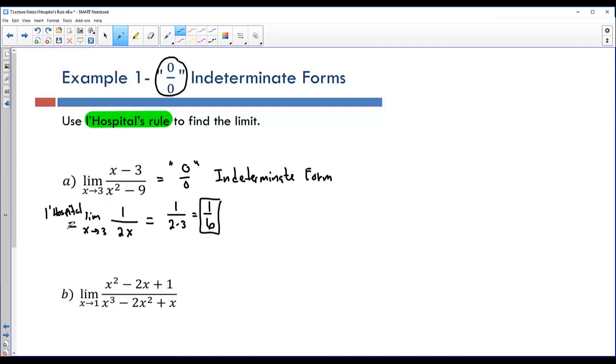But that's L'Hopital's rule. You take the derivative of the top, divide by the derivative of the bottom, then you can reevaluate the limit, and you get back the answer. So you don't have to use any sort of algebra if you don't want to.